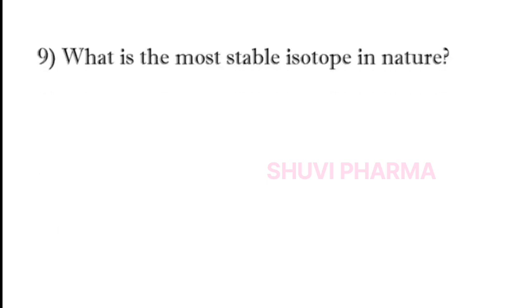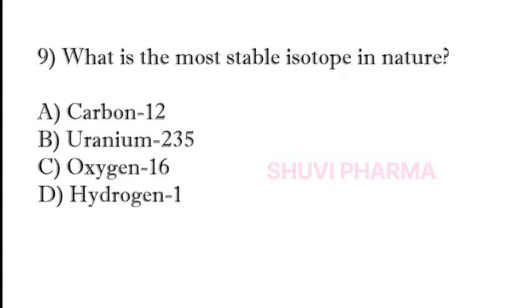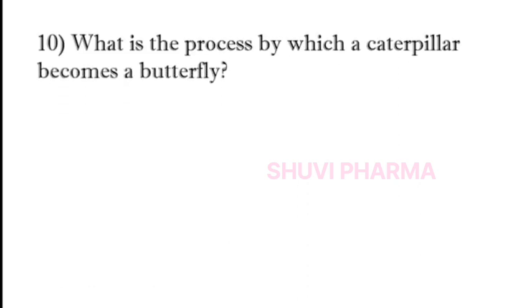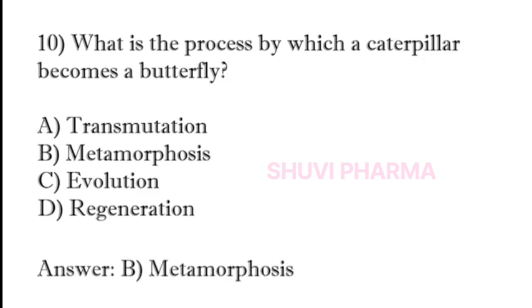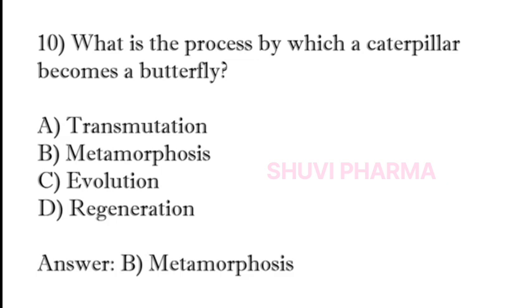What is the most stable isotope in nature? Carbon 12, uranium 235, oxygen 16, hydrogen 1. The correct answer is option A, carbon 12. What is the process by which a caterpillar becomes a butterfly? Transmutation, metamorphosis, evolution, regeneration. The correct answer is option B, metamorphosis.